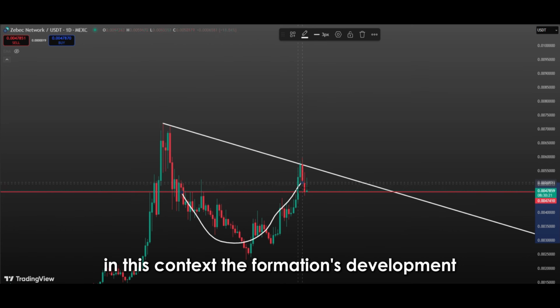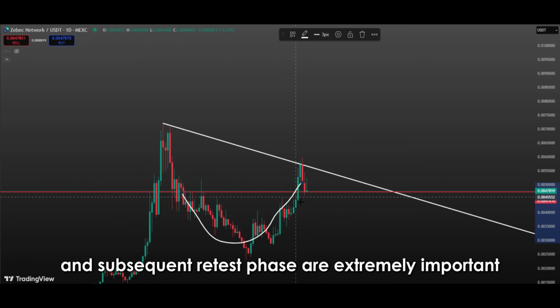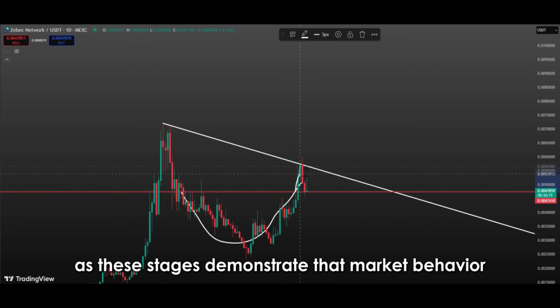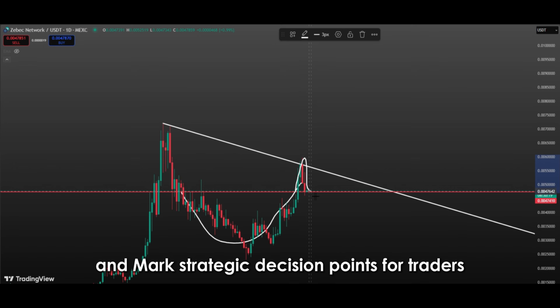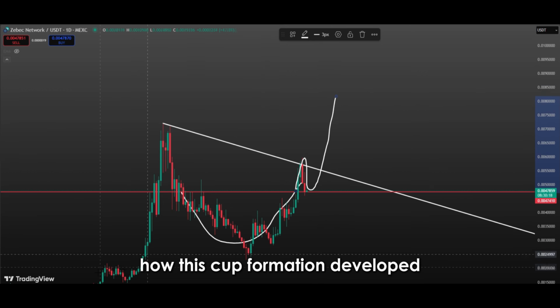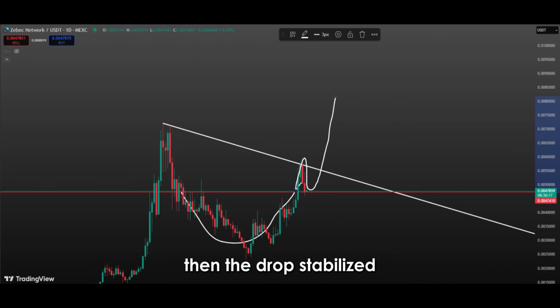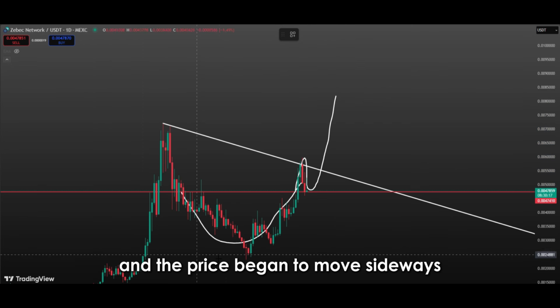In this context, the formation's development, completion, and subsequent retest phase are extremely important, as these stages demonstrate that market behavior follows certain patterns and mark strategic decision points for traders. First, it's important to understand how this cup formation developed. The price initially declined slightly from a certain level, then the drop stabilized and the price began to move sideways.